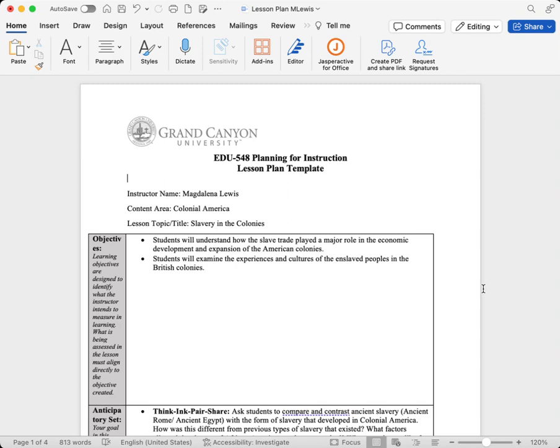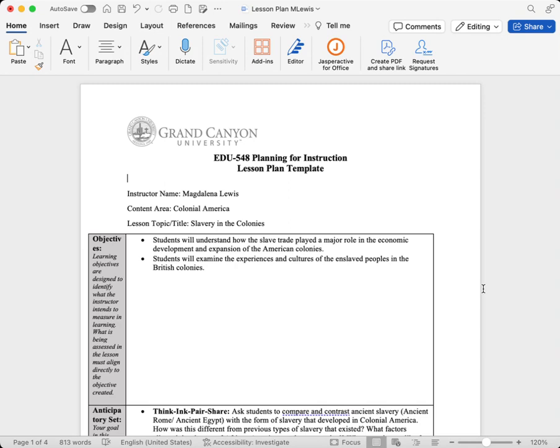Now, this lesson is actually from topic 5 of the course, and it is going to be focusing in on slavery in the colonies. The learning objectives for this lesson are students will understand how the slave trade played a major role in the economic development and expansion of the American colonies. The other learning objective will be students will examine the experiences and cultures of the enslaved peoples in the British colonies.